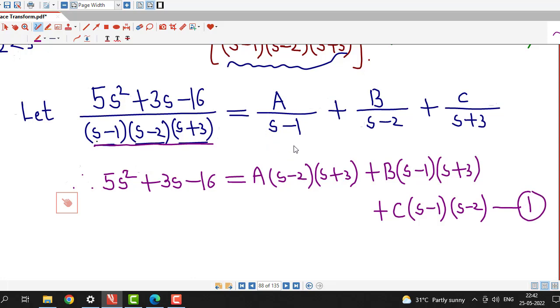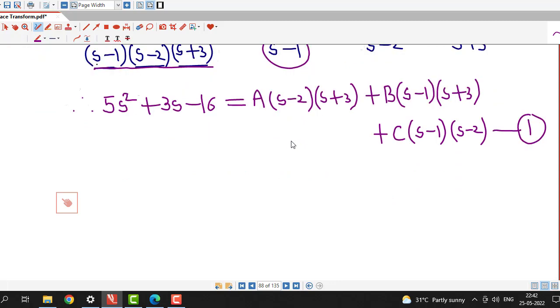Now we think: for which value of s does s minus 1 become 0? So s minus 1 becomes 0 if s equals 1. So first we take s equal to 1 in equation number 1.